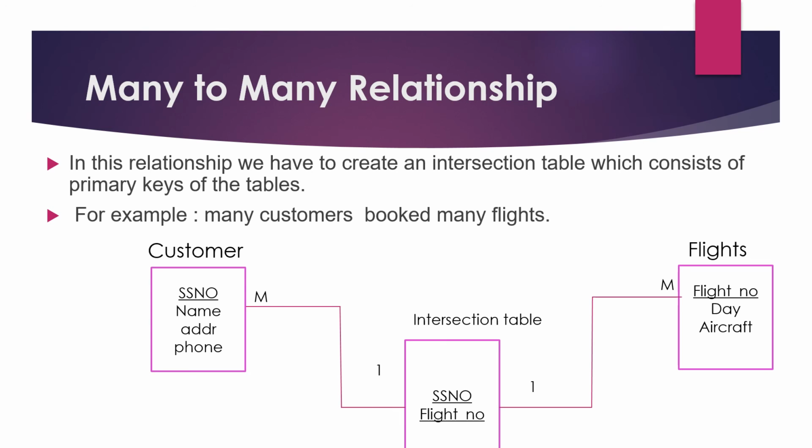Next is the many to many relationship. In this relationship, we have to create an intersection table which consists of the primary keys of the tables. For example, many customers book many flights. Here, customer is a table and flight is another table. Customer is a parent table and flight is a child table. Many customers can book many flights. Here is the intersection table, because the intersection table consists of the primary keys of the other tables. So many customers book many flights.